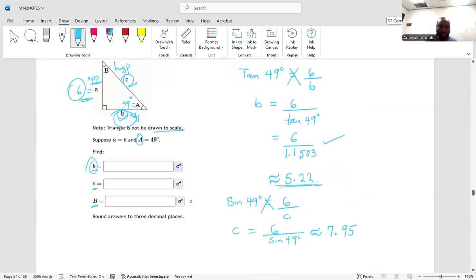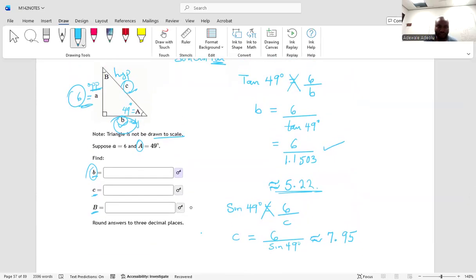And finally, the angle B. Where's angle B? This angle B. Let me clean this a little bit for us to see. Okay, we are looking for this angle. We find this to be 5.22. We know this is 6. We know this is 7.95. We have too many ways to find B now.